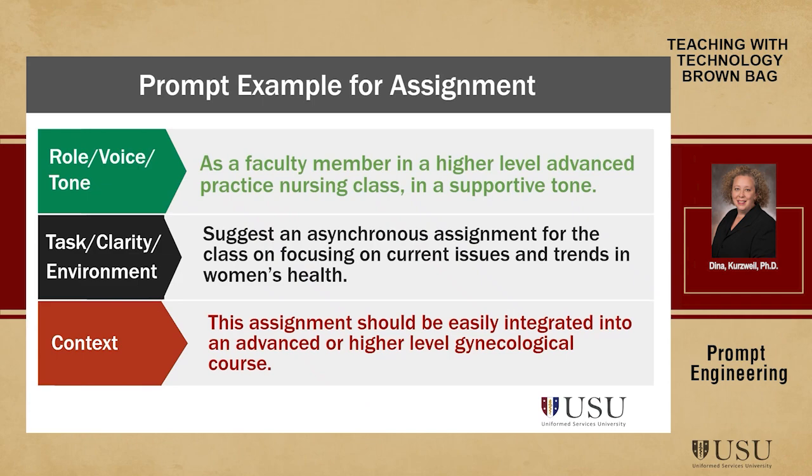So you start with identifying this idea of the goal of the prompt and whether it's generating educational content, whatever it's going to do. But you want to be sure to provide relevant context to guide the AI's response and set those clear parameters. So you can see in this example, we have the role, the voice, and the tone. And then we get into the task. We want an asynchronous assignment focusing on current issues. And we want the context. The assignment should be easily integrated into this type of course.